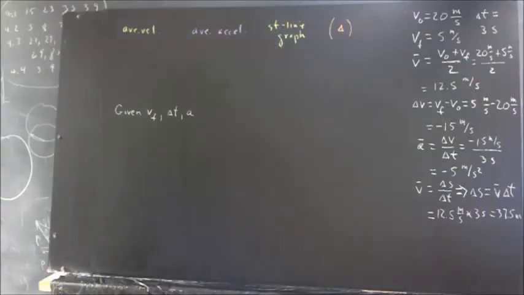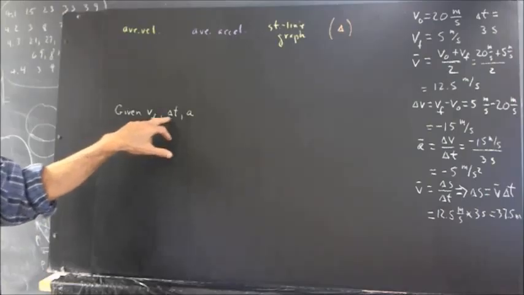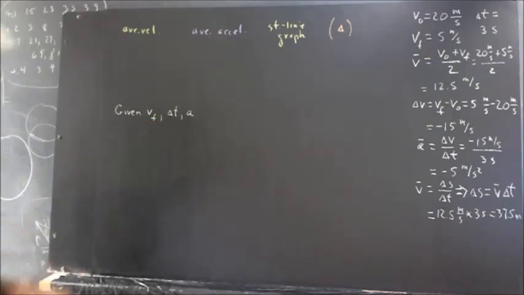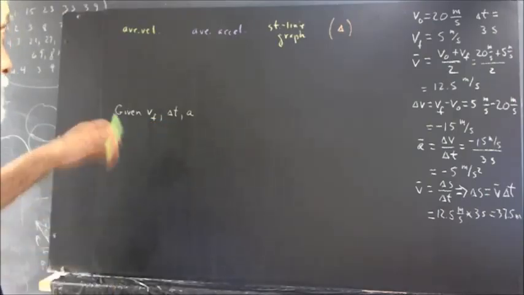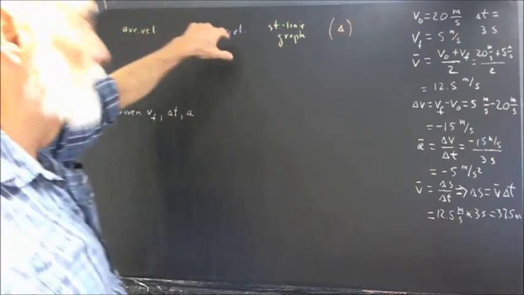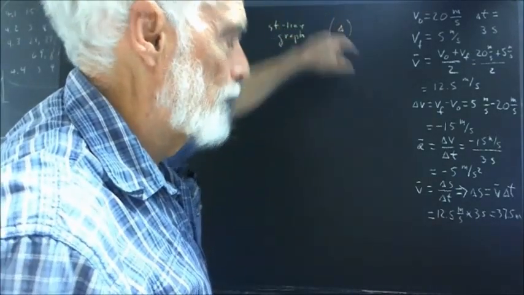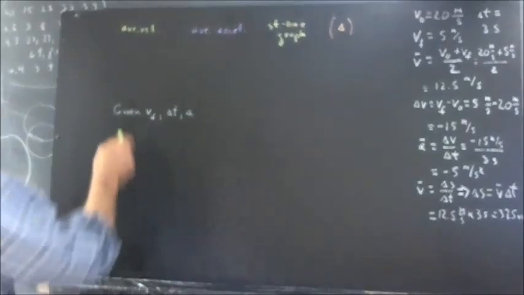Okay, now we quickly analyze, or at least more quickly analyze, a situation where we're given VF, delta t, and A. We begin by just writing down average velocity, average acceleration, straight line graph, and the definition of delta. Okay, these things indicate the triangles that we're going to write.